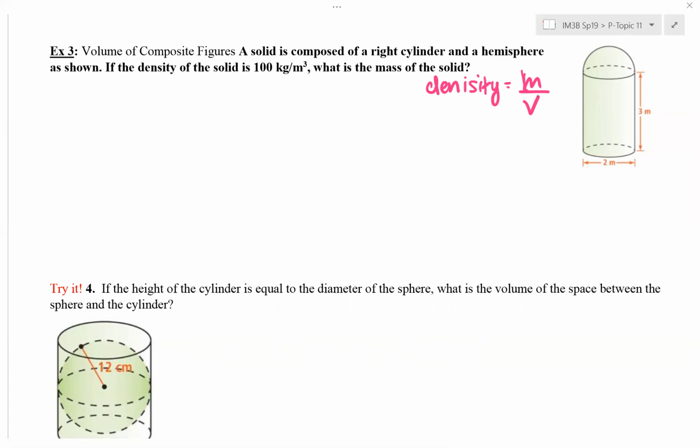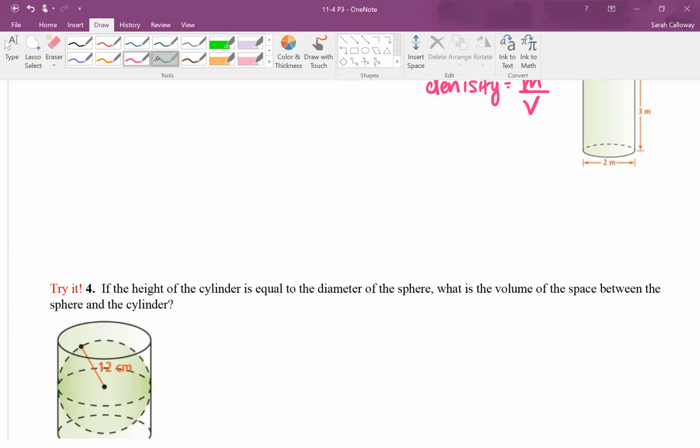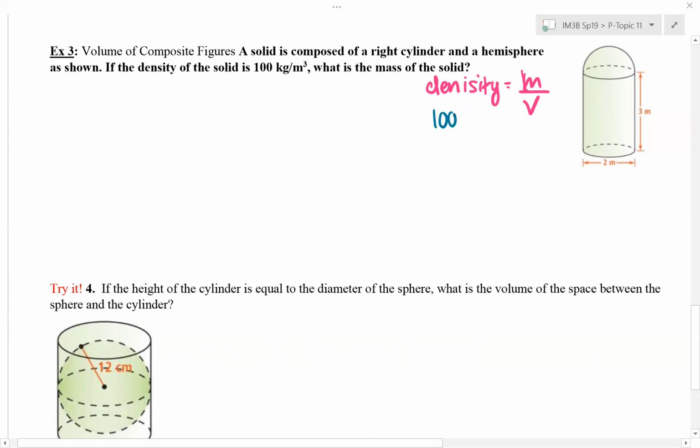We know how to find our volume. They gave us density, right? So they gave us that 100 kilograms per cubic meter is our density. We want to find the mass, and we can find the volume. Okay, so let's find our volume first.